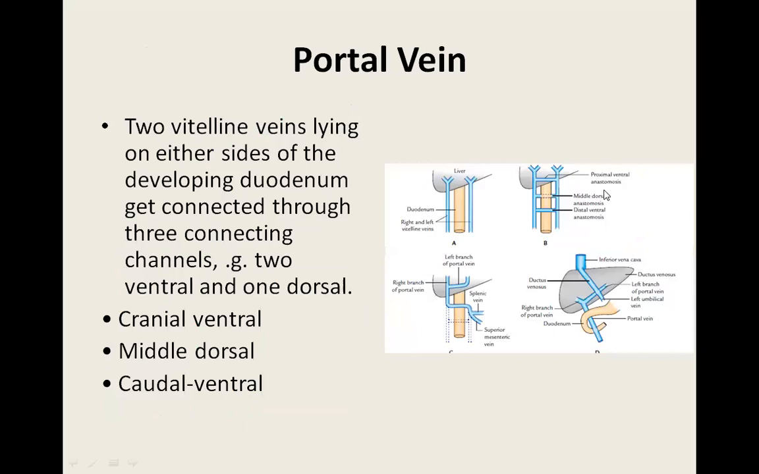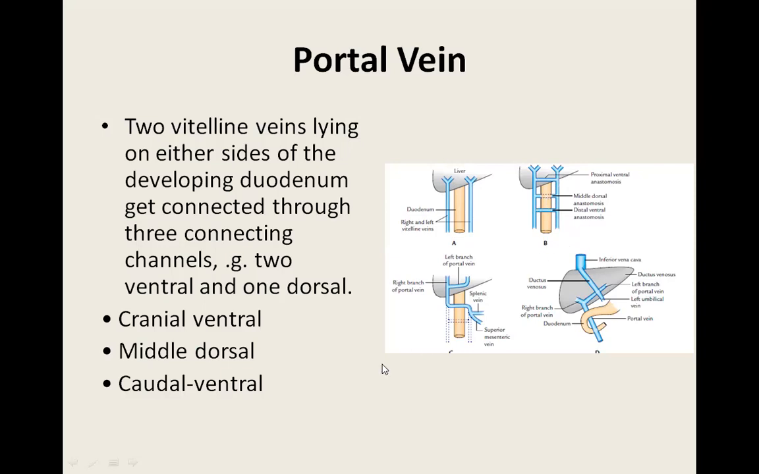Now the development of the portal vein. The two vitelline veins are lying on either side of the developing duodenum, which is the foregut, right? They get connected through three channels. One is the cranial ventral anastomotic channel, one is the middle dorsal, and the third one is the caudal ventral. These are the anastomotic channels between the right and the left vitelline veins.